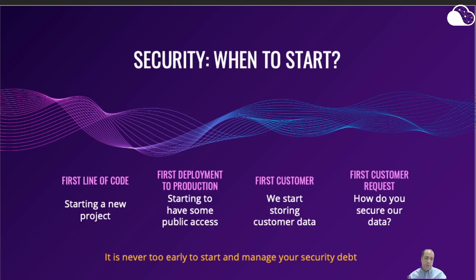The first lines of code when you're starting a new project? The first deployment to production when you're exposing your application to the cloud and to the main risks? Or should it be when you have the first customer? When you start storing some customer data and you need to take care of it? Or finally, is it when you have your first customer request, wondering what you're doing with this data?